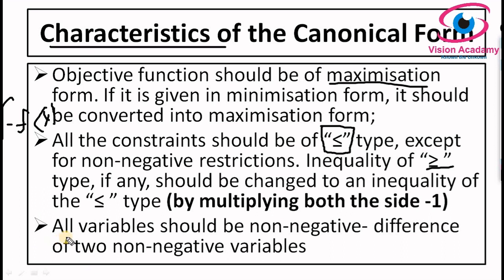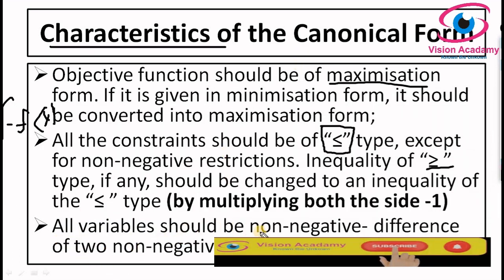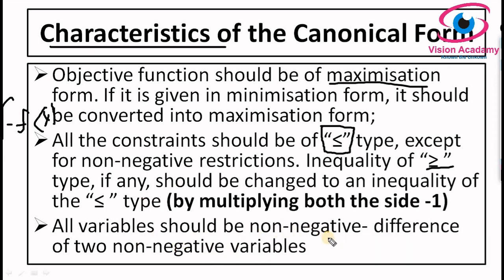One more characteristic of canonical form is that all variables should be non-negative. That is, decision variables must be non-negative. So if there is such a restriction, we will impose it. If the restriction is not imposed, what we will do is take the difference of two non-negative variables. I will show you how to write step by step in the canonical form.